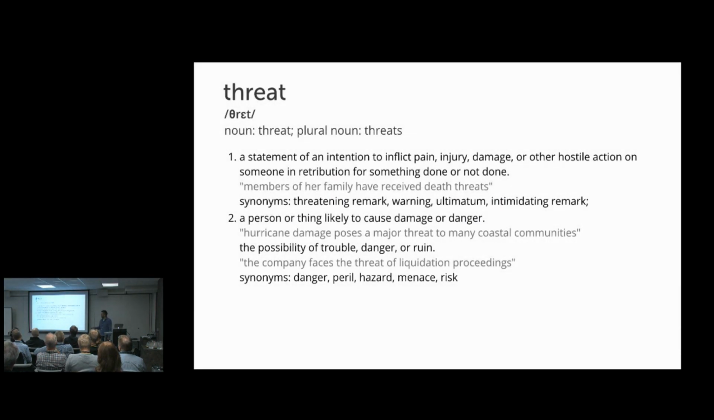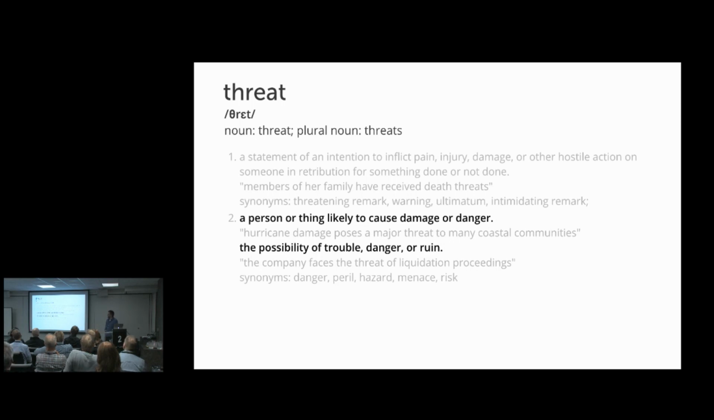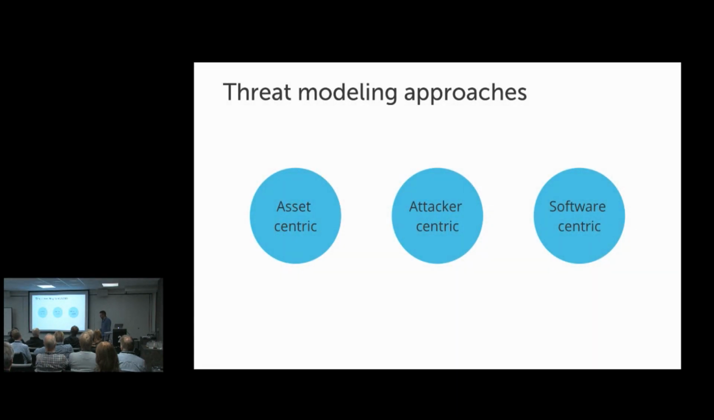But then what's a threat? I'm going to highlight two things here. A threat could be, this is from Wikipedia, I think, a person or thing likely to cause damage or danger. But it could also be the possibility of trouble, danger, or ruin. And when we talk about threat modeling, we often talk about both of these, because there are many ways of doing threat modeling. We could do asset-based threat modeling, in which case we focus on the assets that we have. We have these pieces of data, these pieces of hardware, and we can try to focus on how we can protect those assets.